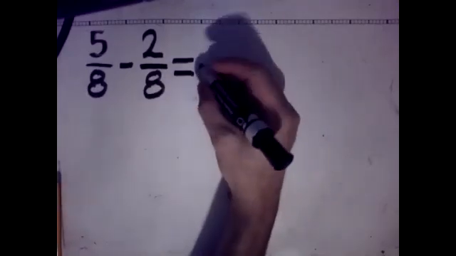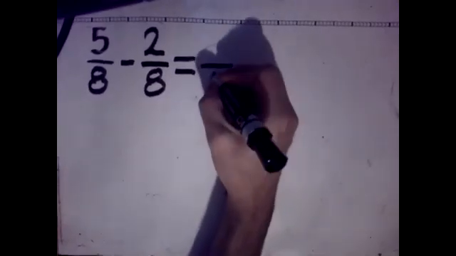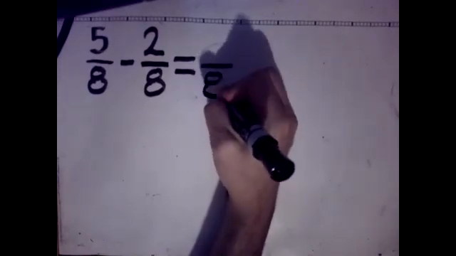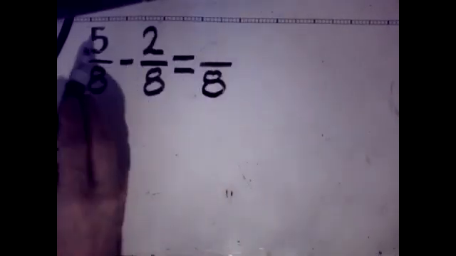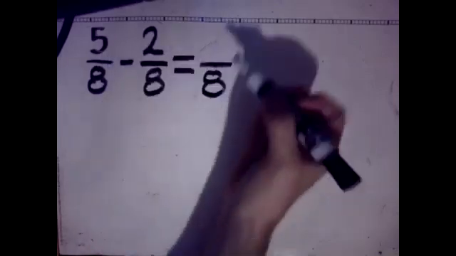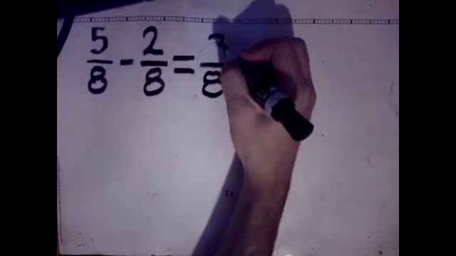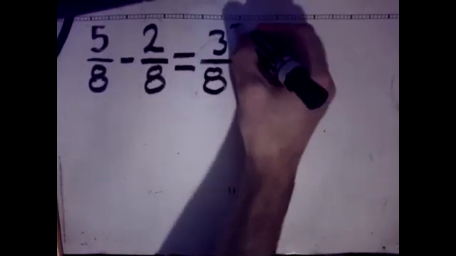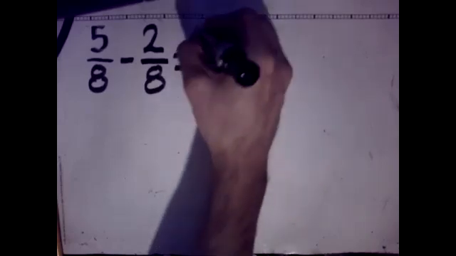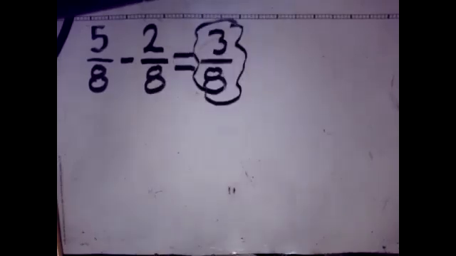So I immediately know my answer is going to be in eighths. And I can just subtract across. 5 minus 2 equals 3. And that would be my answer, 3/8. But not all of our problems are going to be that easy.